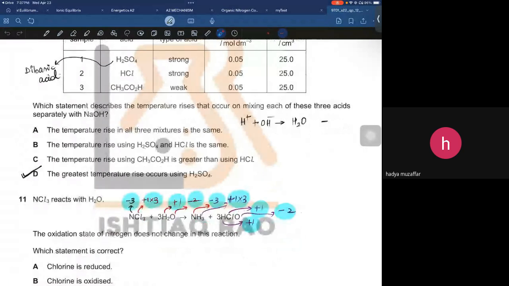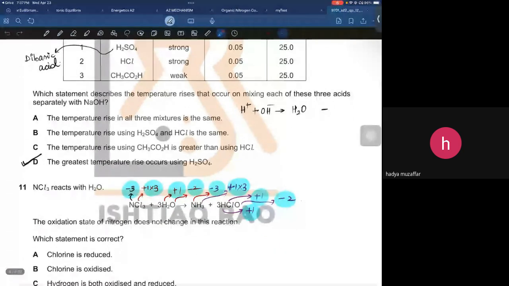HCl is a monobasic acid. It can only donate one proton, and H2SO4 can donate two protons. That's why. Then C says the temperature rise using ethanoic acid is greater than using HCl. No, they have the same concentration and they are both monobasic acids. They would be releasing the same energy.